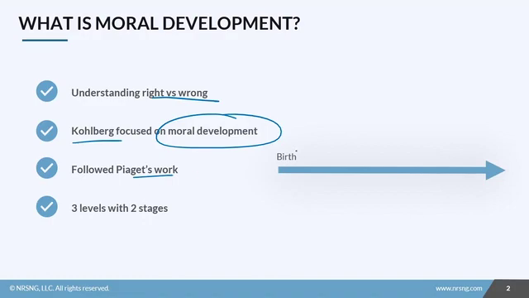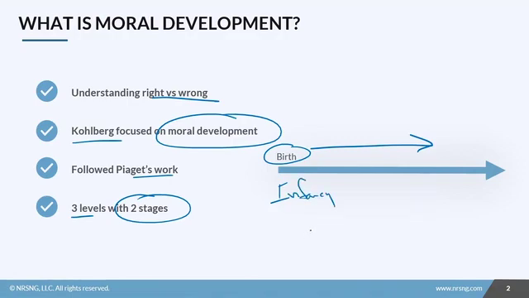But Kohlberg's theories really focus on our understanding of morality from birth as we age on. He broke it up into 3 levels with 2 stages each. Level 1 is infancy to preschool, then you have school age, which is your level 2, and your level 3 starts at adolescence to adulthood, and it moves forward. So let's break these down a little bit further.